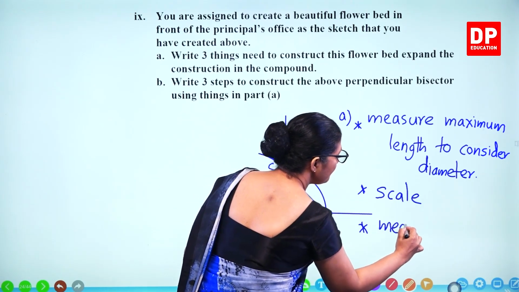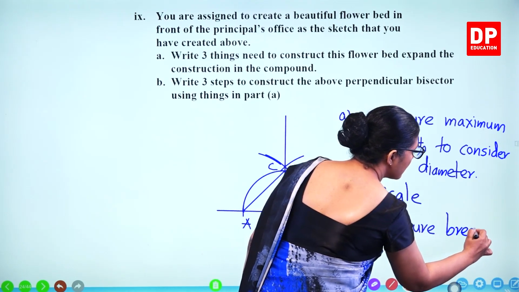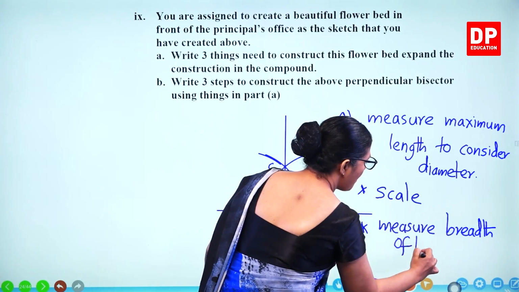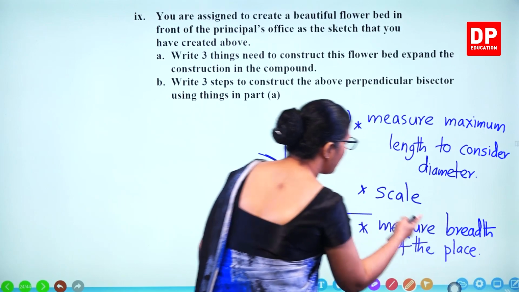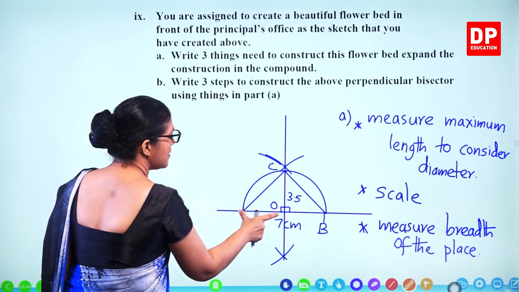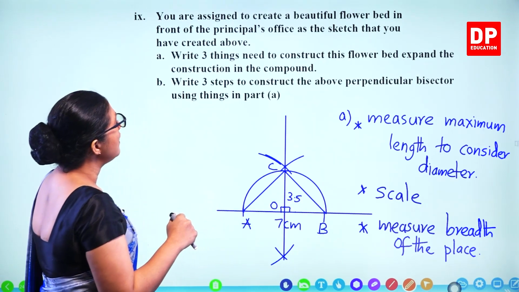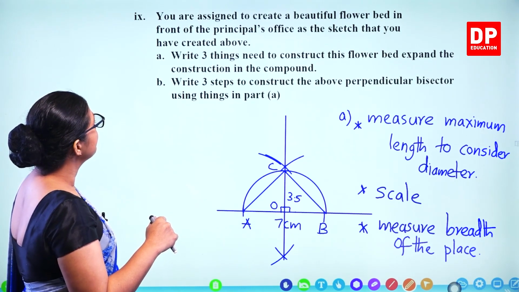Measure the breadth of the place and see whether you can draw the semicircle and find this is 3.5, 3.5 and 3.5. All lengths we need. So those are the 3 things that we need.